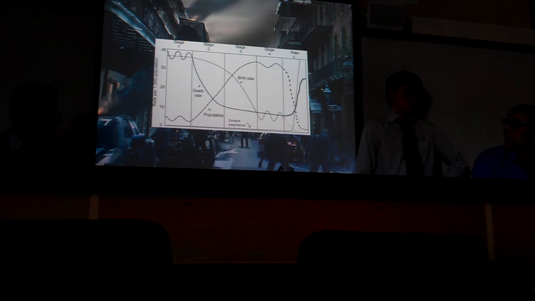Okay, finally, geographers will understand this to be the demographic transition model. If you're not a geographer, I'm not even going to explain the joke. And we need a new stage.